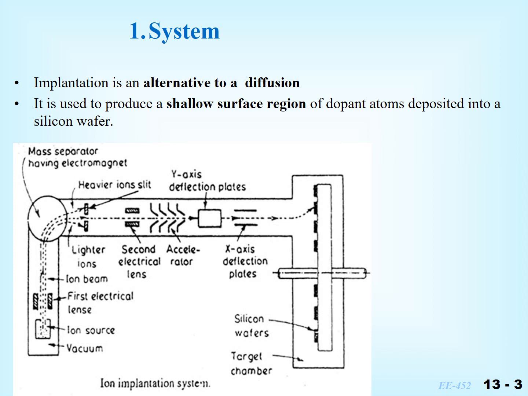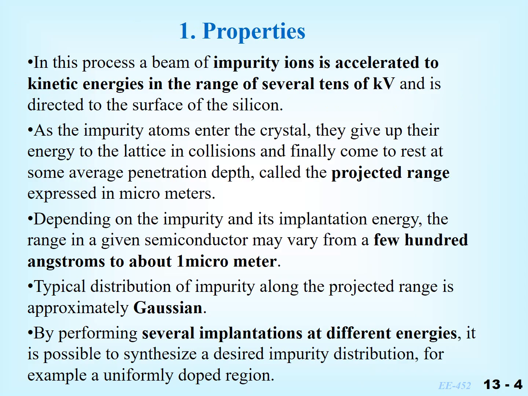Then to impart sufficient kinetic energy to this ion beam, a set of accelerators is used, and we can deflect this beam over the surface of the wafer in x and y direction using these x and y deflection plates. So you can see that here.